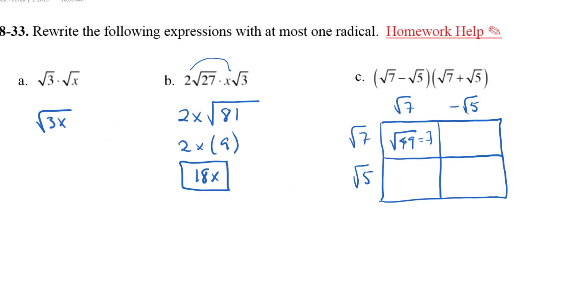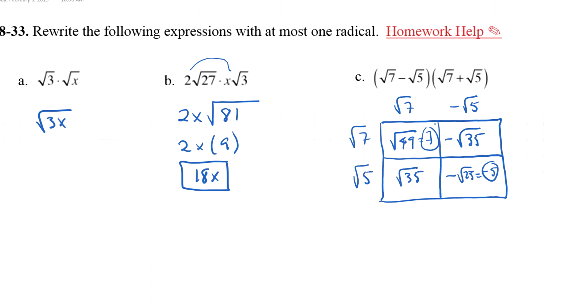Negative root 5 times the square root of 7 is negative square root 35. Root 7 times the square root of 5 is the square root of 35. And then negative square root 5 times square root 5 is negative square root 25. But what do we know the square root of 25 is? 5, so this is negative 5.